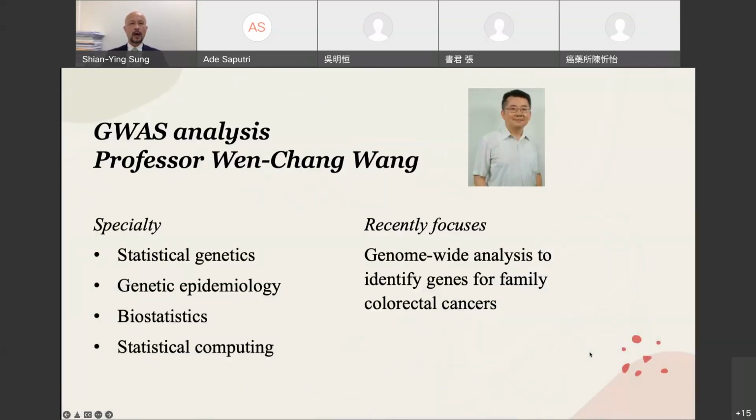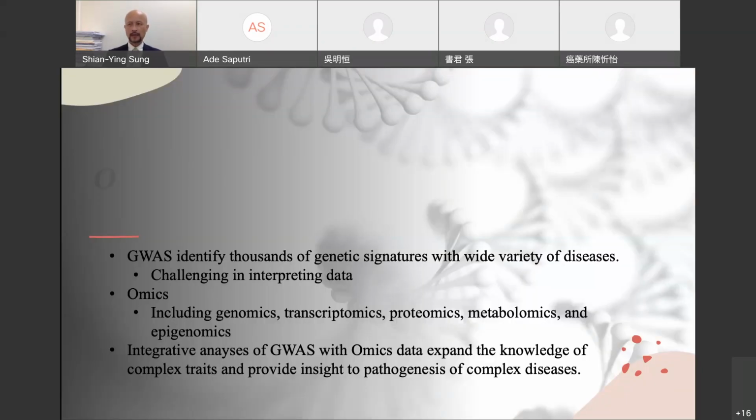And Professor Wenzhang Wang, his specialty is statistical genetics, and he also focuses on genetic epidemiology, biostatistics, and statistical computing. He is mainly focused on the computer analysis of genome-wide DNA mutations in family histories and in cohort population studies, especially on the Taiwan populations for familial colorectal cancers, to identify which genome mutations or variations may impact an entire family history to develop colorectal cancers.